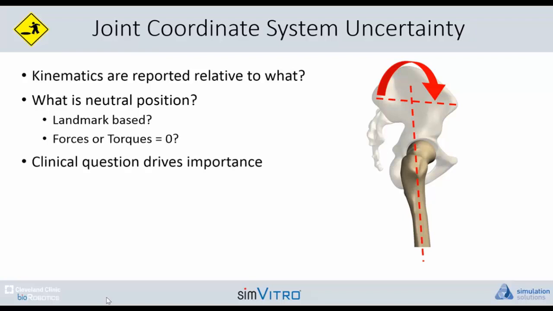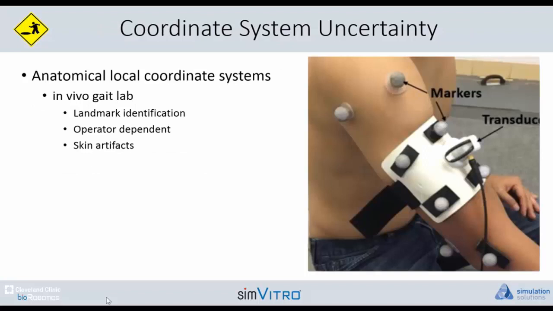And the bottom line for this stuff, again, is the clinical question drives the importance. If I'm going to compare some kinematics at 30 degrees of flexion in one specimen to the other, if I have whatever 20-degree uncertainty in defining neutral, then I have a wide variance in what I'm understanding. But if I'm looking for a whole sweep of flexion angles and the endpoints really aren't as strong in my clinical question, then defining the neutral position is less important.